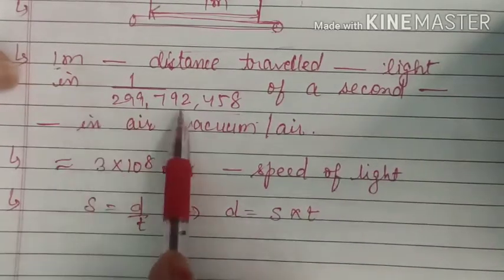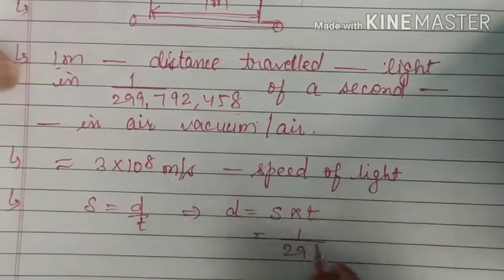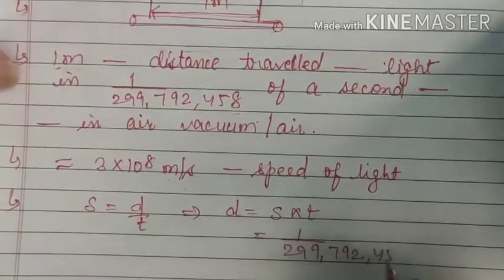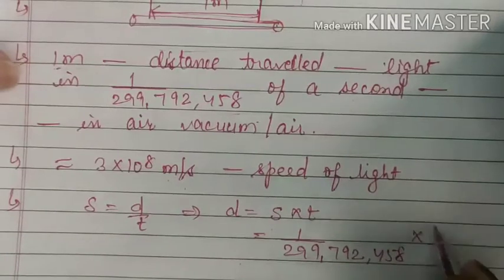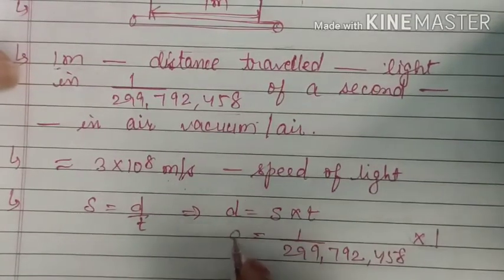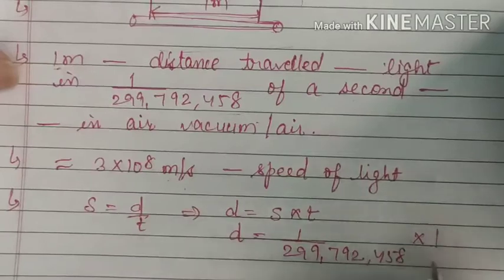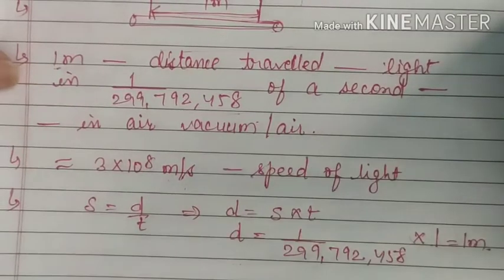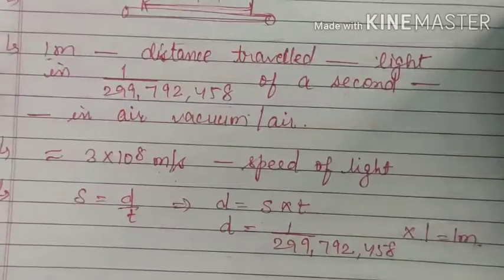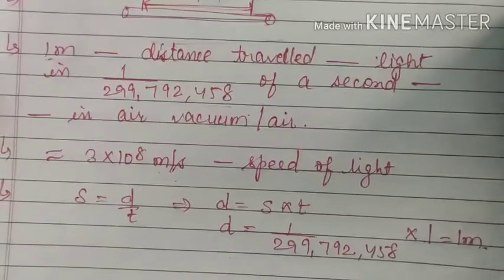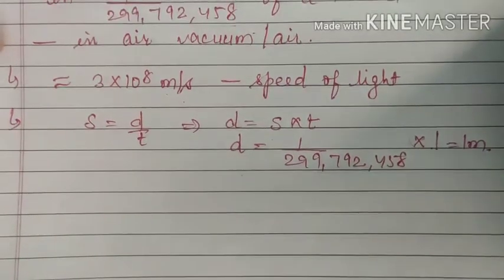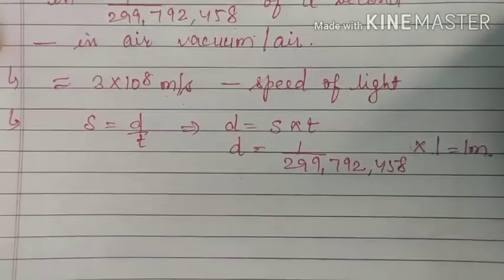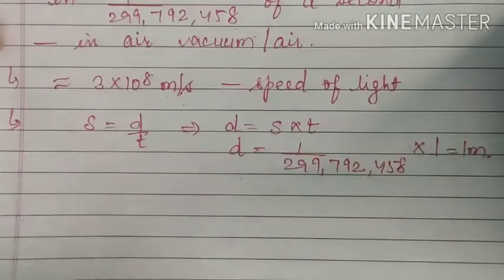So the time is taken as 1/299792458 of a second. Of a second means multiply by 1. That will not make any difference. If you want, you can write multiply by 1. Okay, so the answer you get here will be equal to 1 meter distance. So these are two definitions related with meter. For now you have a choice, whichever you feel is easy, you can write any one in the exam.